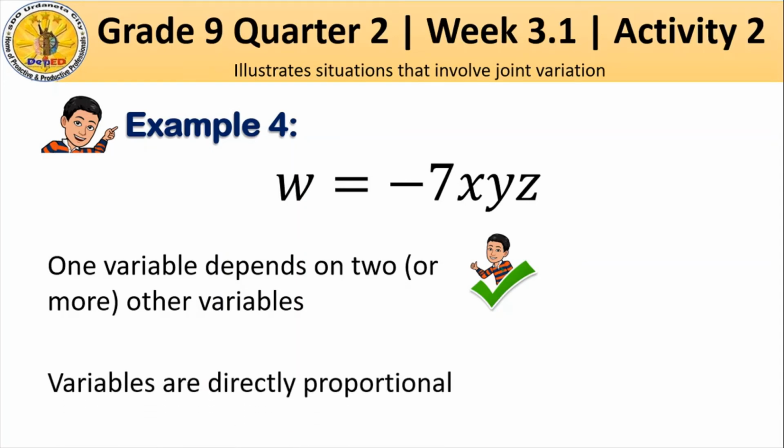Variables are directly proportional. Since this equation illustrates the dependent variable is equal to the product of a constant and independent quantities, we can say that this variation equation satisfies this criteria. Therefore, we can say that this is a joint variation equation.